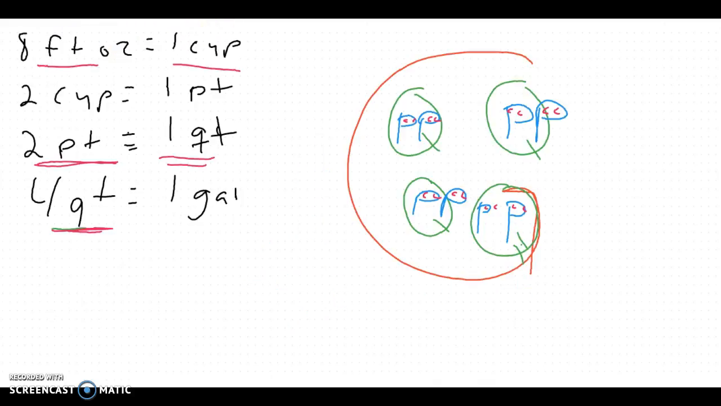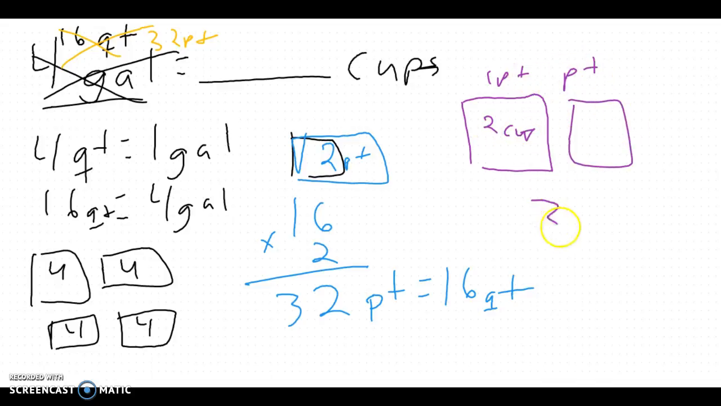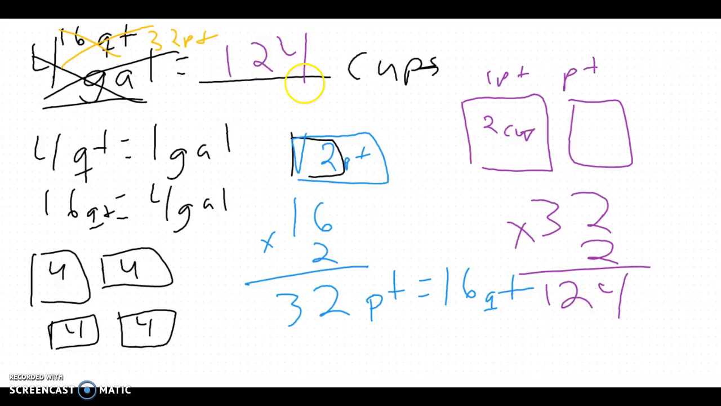I go back to my conversion chart. 2 pints, no, 2 cups is 1 pint. I have 32 pints. I need to know how many cups that would be. 1 pint is 2 cups, and I have 32 pints, so I would need to multiply 32 times 2 to get 124. So 4 gallons is the same as 124 cups.